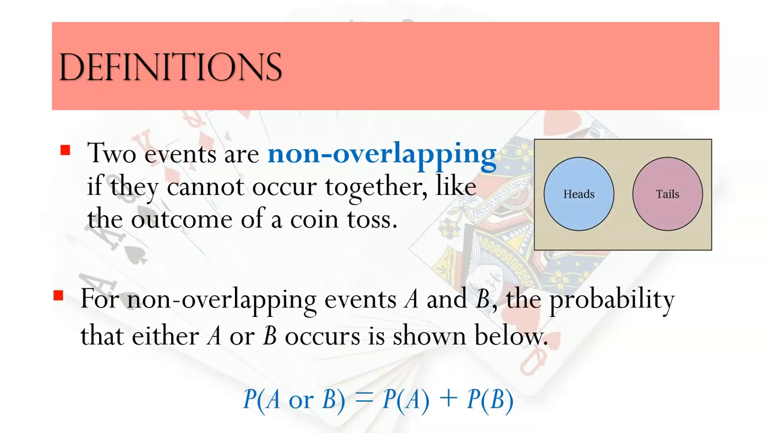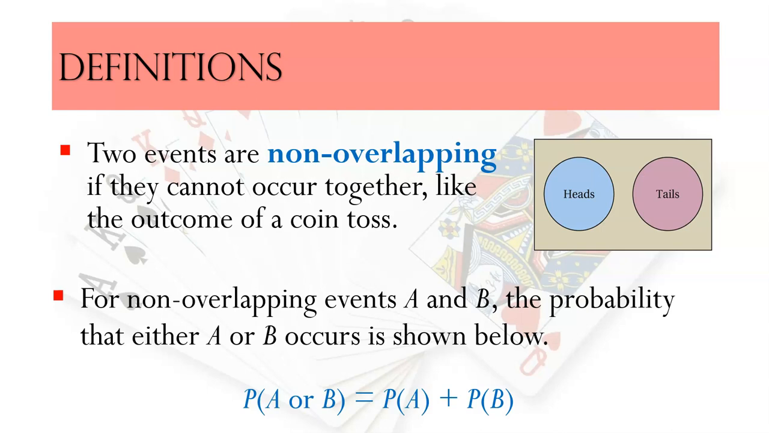Okay, on to the second type of probability combining, which is combining with OR. When you're looking at ORs, you have to decide first if they are overlapping or non-overlapping situations. If they're non-overlapping, it means they cannot occur together. They simply don't happen at the same time, like flipping a coin and getting heads or tails. You're going to get one or the other. You can't get them both at the same time. Those would be considered non-overlapping.